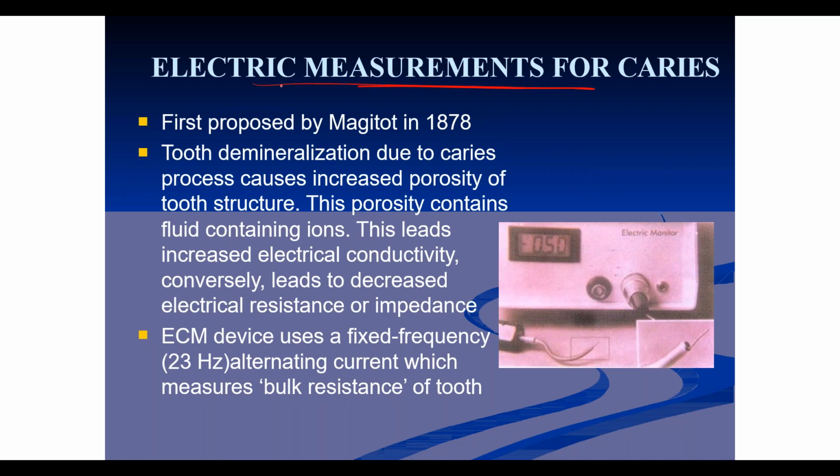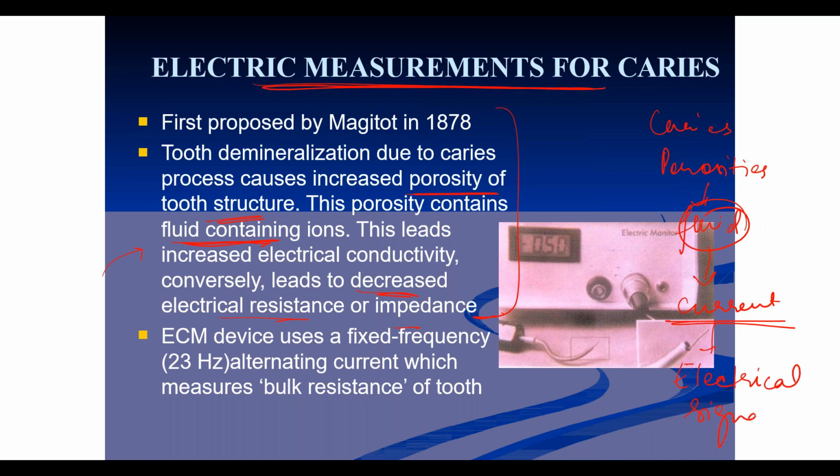Now coming to the electric measurements for caries. In the electric measurements, actually after the tooth demineralization, there are porosities in the tooth structure. These porosities contain fluid. This fluid actually conducts the electric current. So this leads to decreased resistance or impedance. So that is the technique behind this. So when caries occur, porosities are formed. These are filled by fluid. This fluid conducts the current. The resistance for the current is decreased. Therefore, electrical measurement gives you signals to identify whether caries is present or not.